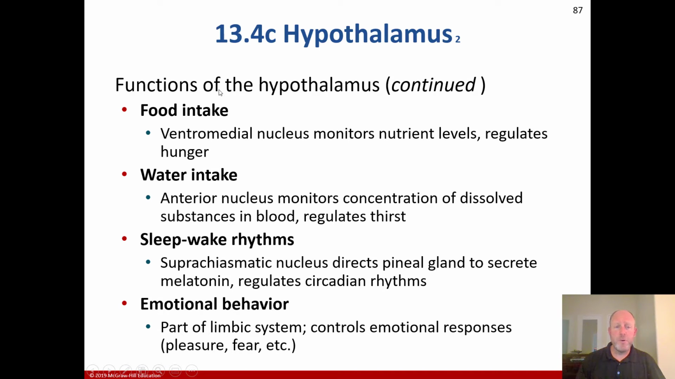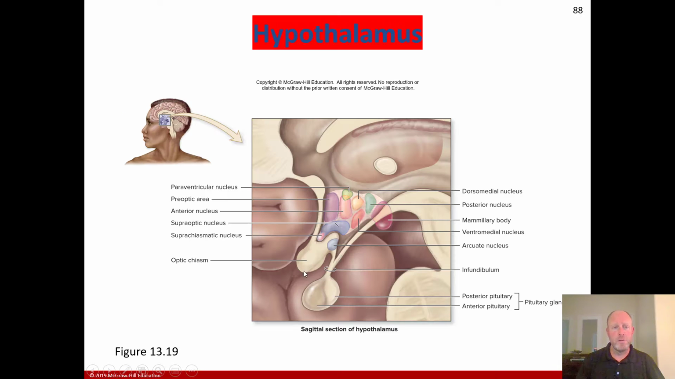For the hypothalamus, food intake: the ventromedial nucleus monitors nutrient levels and regulates hunger. Water intake: the anterior nucleus monitors the concentration of dissolved substances in blood and regulates thirst. Our sleep-wake rhythms: the suprachiasmatic nucleus directs the pineal gland to secrete melatonin and regulates circadian rhythms. Emotional behavior is a part of the limbic system, which controls emotional responses, pleasure, fear, etc.